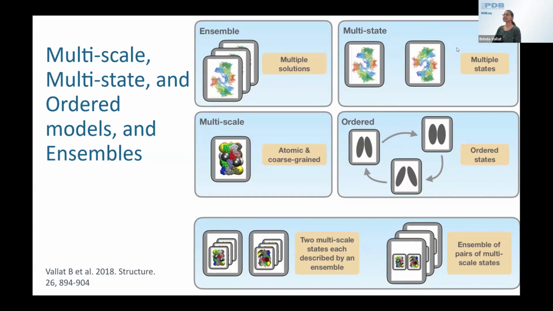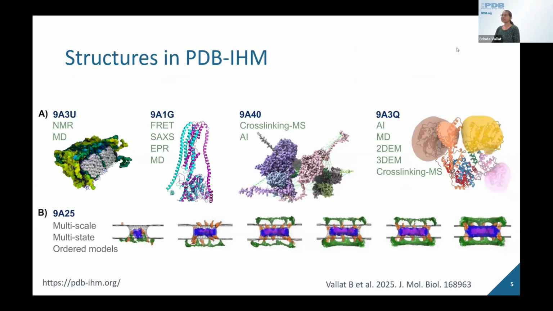Next slide. So this is a snapshot of different structures that are currently in PDB IHM. Just to give you an overview, you have atomic and coarse grain structures, you have multi-scale, multi-state ordered models, and then you can have different kinds of input data: cross-linking mass spectrometry, SAXS, EPR, FRET, etc. So different kinds of experimental data that provide input restraints for modeling. Next slide.